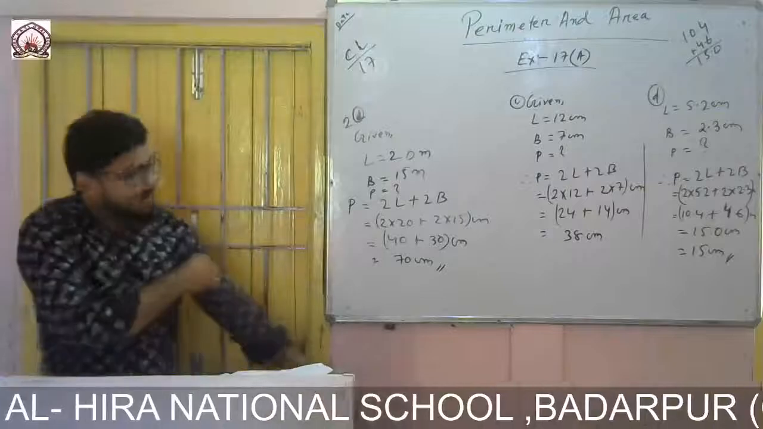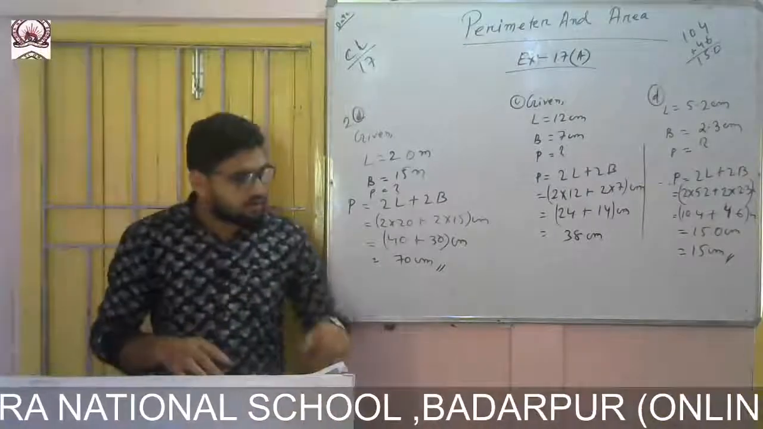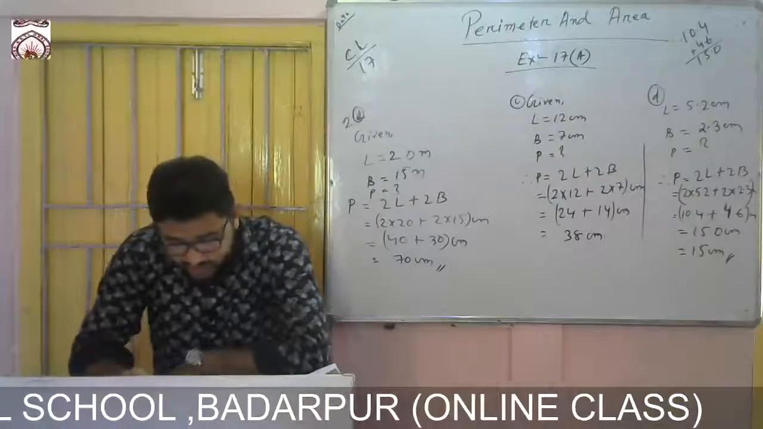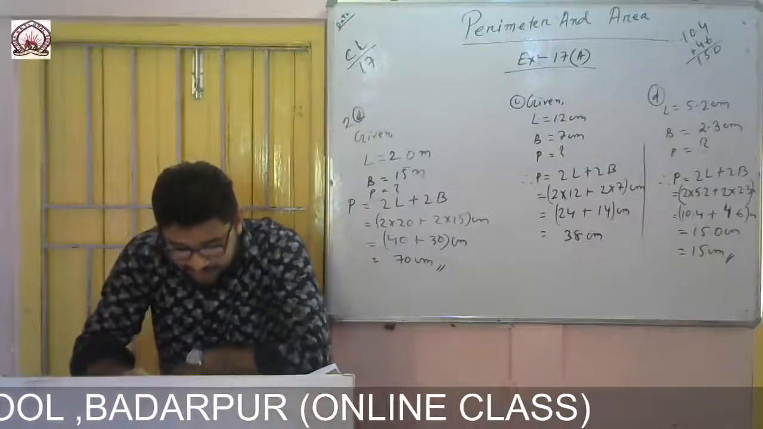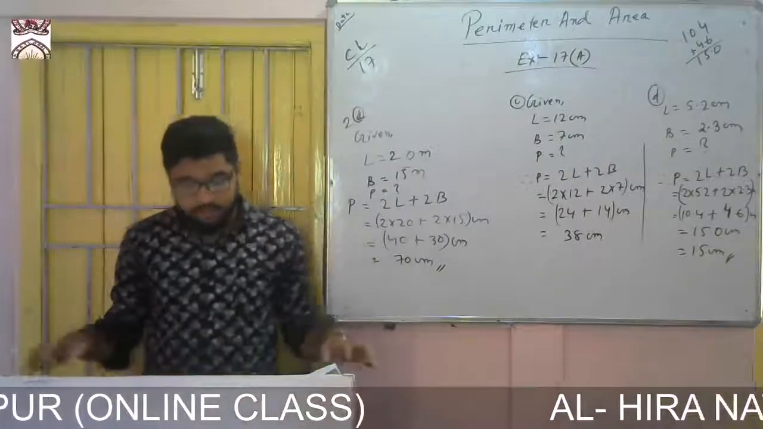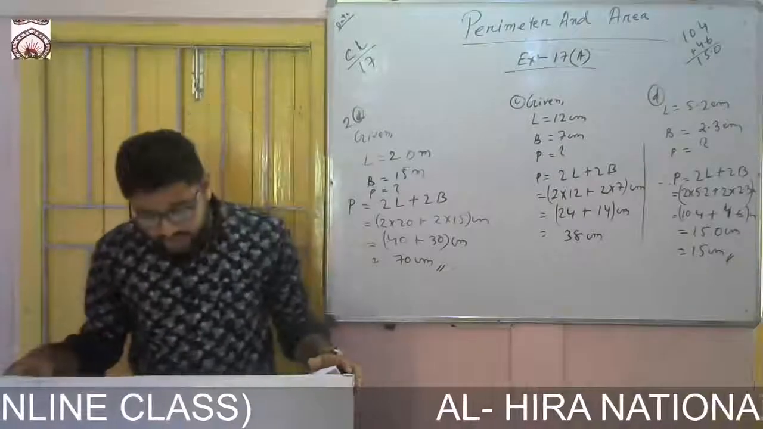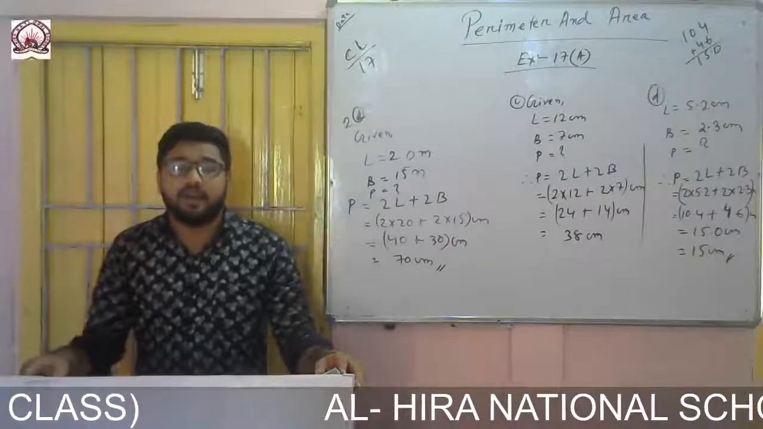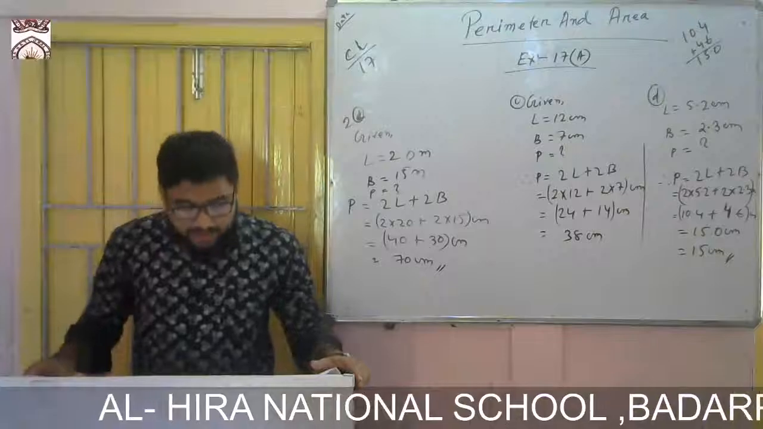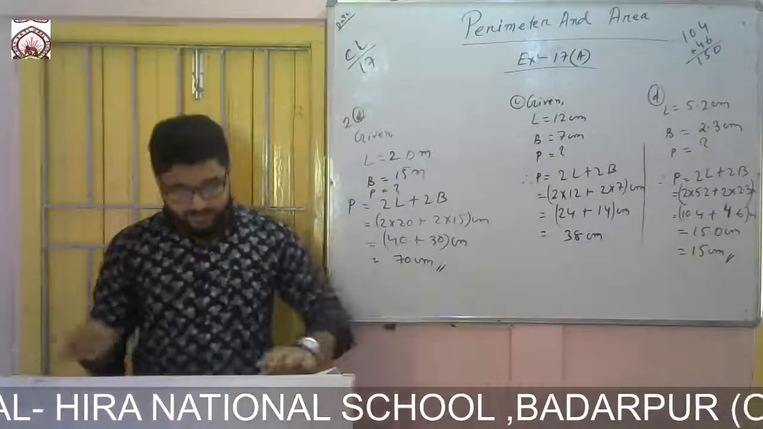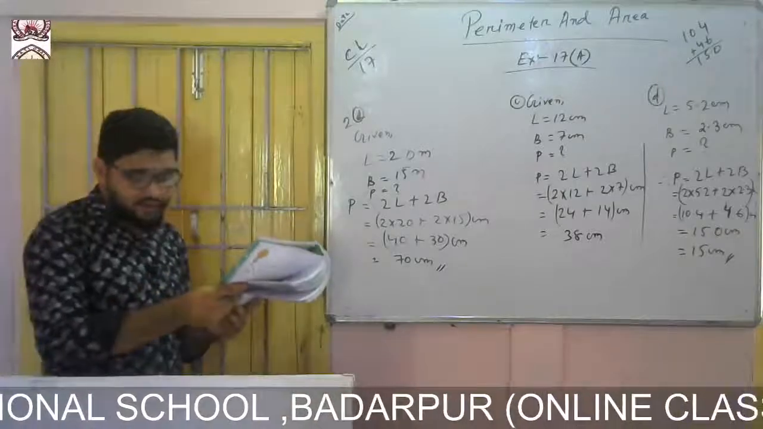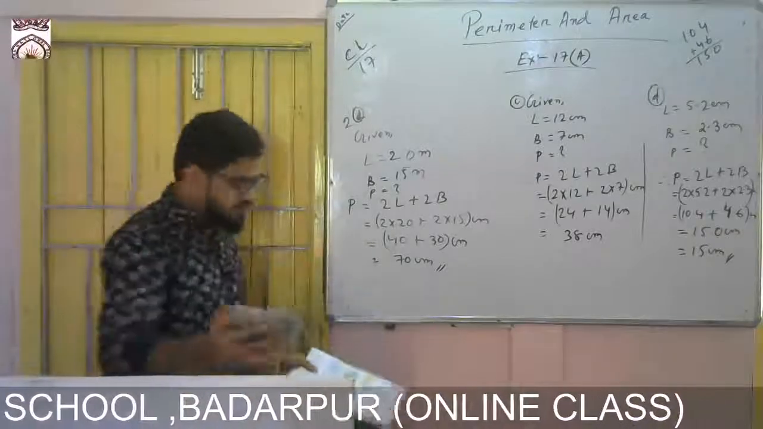Now come to question number 3. So in question number 3, what is there? Match the sides of each square with its perimeter. I need to match the sides of each square with its perimeter. So I said the perimeter of a square formula is 4 into side. That means we'll multiply and get the result. 4 into side. So side is given, I need to multiply. So see.